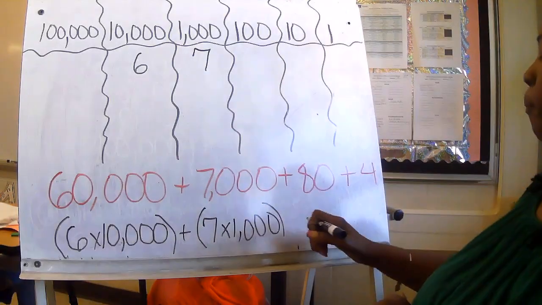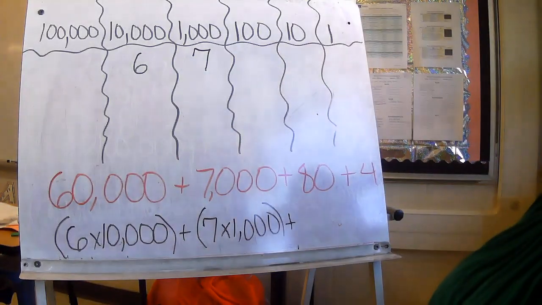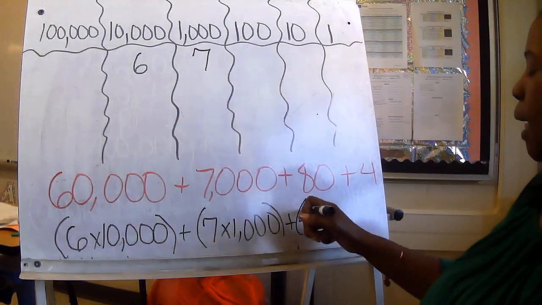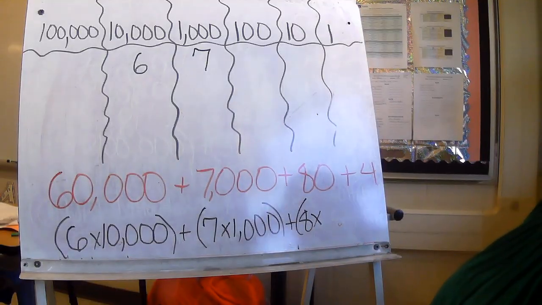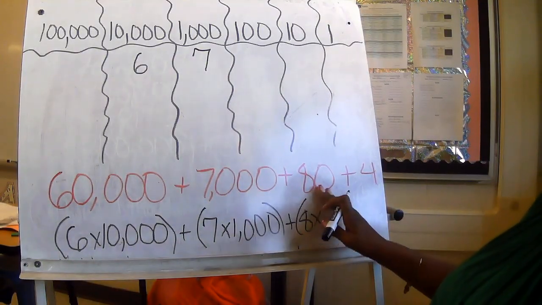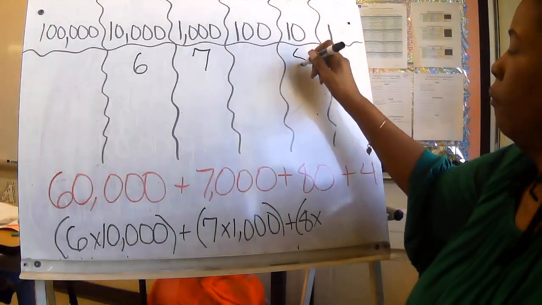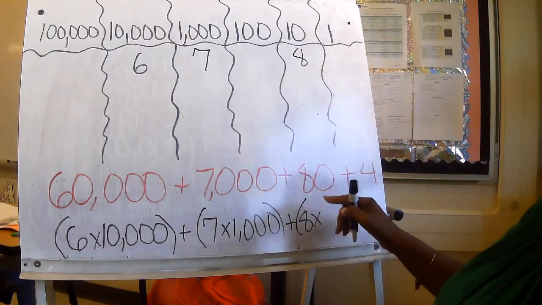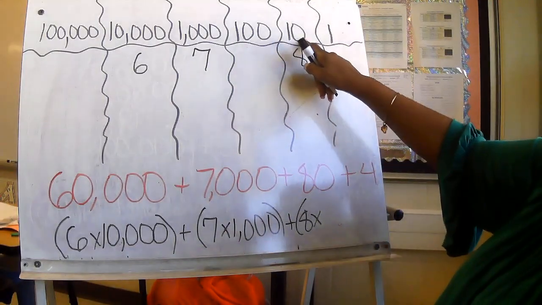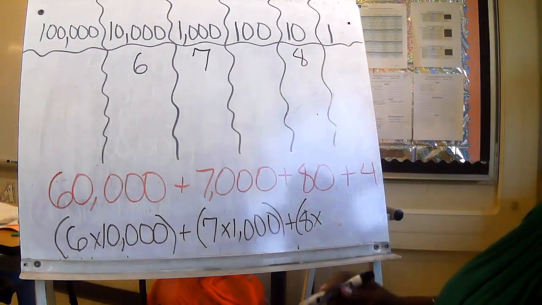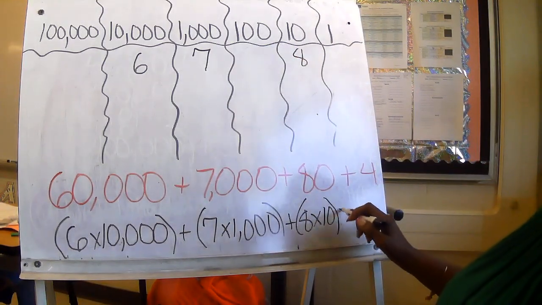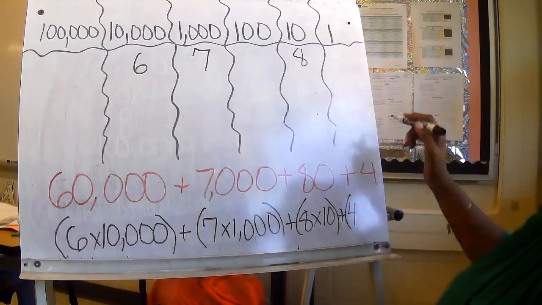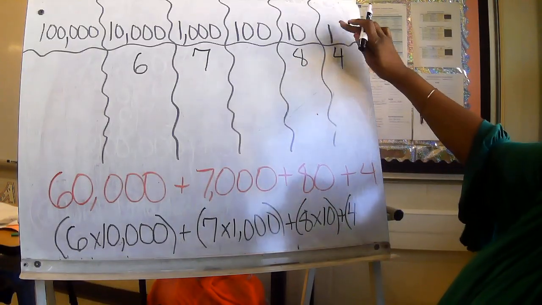Okay? Plus, now we have 8 times what? What place would it be? And I'm going to pause and let you tell your parent. The tens place. What's another way to know? Is 2 digits here. 1, 2. 2 digits. 1, 2. So we know that 8 is in the tens place. Plus, we have what? 4. And that goes in the ones place because that's only 1 digit and that's 1 digit.